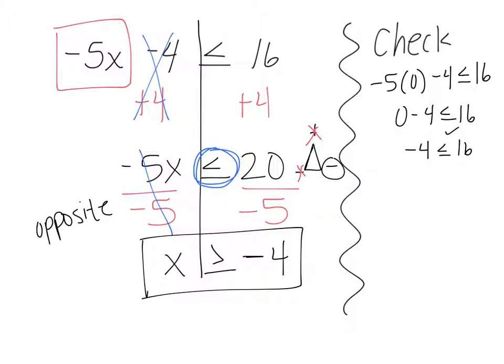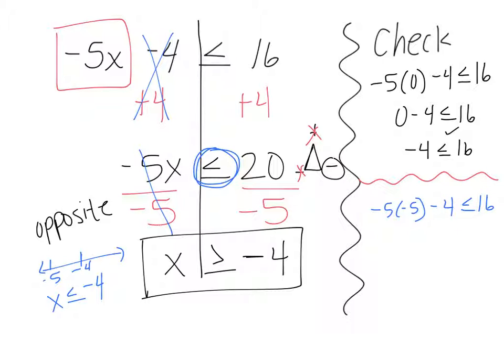Now, here's what I want to show you. Had you left that inequality sign not flipped, so had you said x is less than or equal to negative 4, here's what will happen. Say you didn't switch it and you want to go check it. I need a number that's less than negative 4, so I'm going to say negative 5, because remember, negative 5 is more to the left than negative 4 on our number line. So everywhere I see an x, I'm going to put negative 5: negative 5 times negative 5, minus 4 is less than or equal to 16.